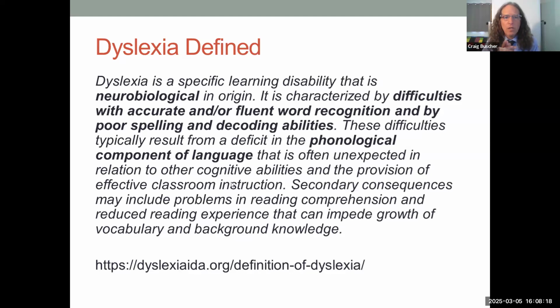Also, quite often, if you do have a word reading issue, you're not doing as much reading, or when you do read, you don't read as much. So then you can have this cascading effect of that impacting your growth in vocabulary and background knowledge.